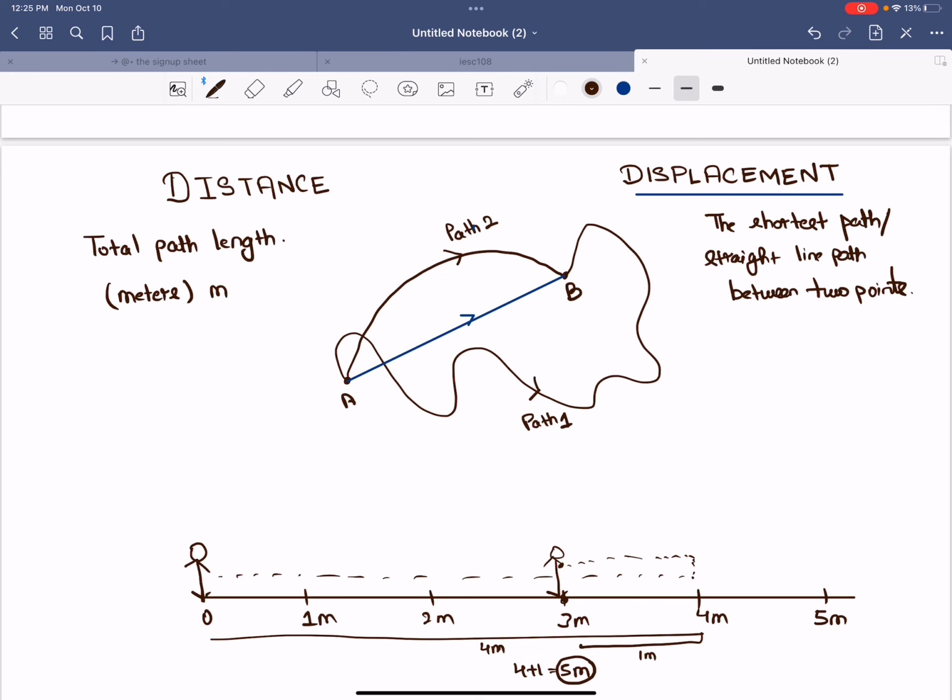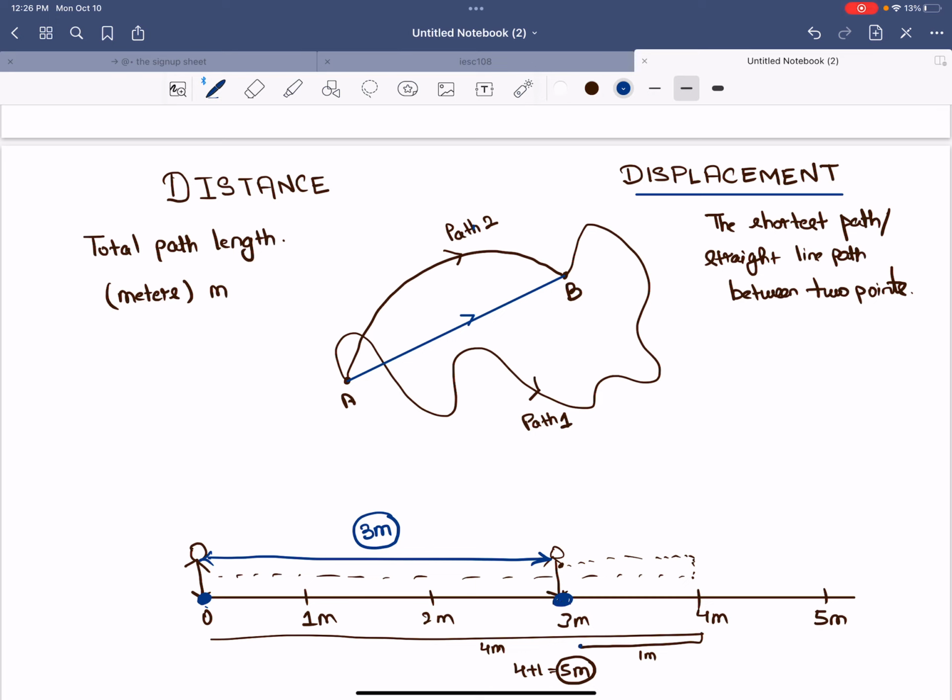But if I ask you what's your displacement at this point, for displacement, all you care about is the initial position and the final position, and see what's the gap. So what's the gap from here to here? 0 to 3, that's just 3 meters. So your displacement in this case is just 3 meters. That's the difference between distance and displacement. For distance, you add everything up, whatever path you took. But for displacement, it's always the shortest distance between those two, initial and final point.